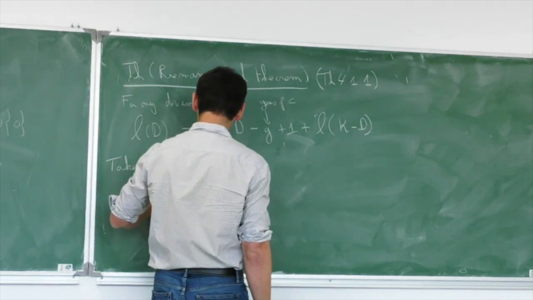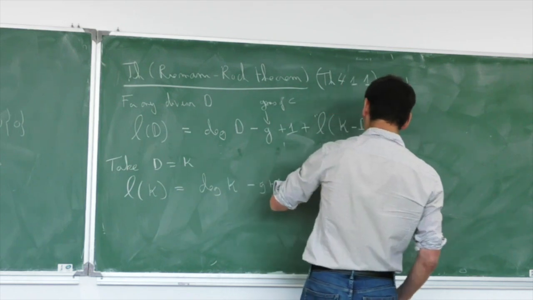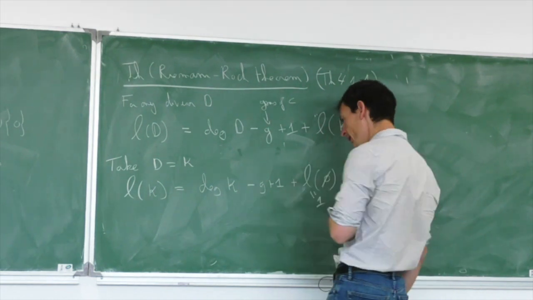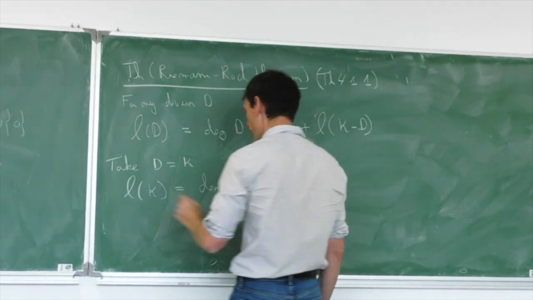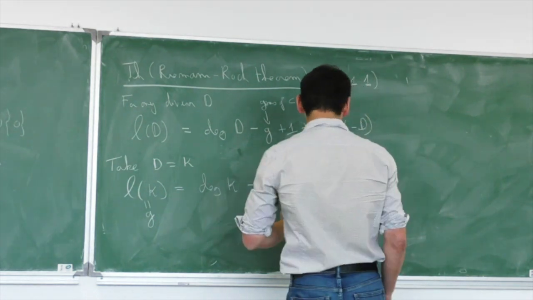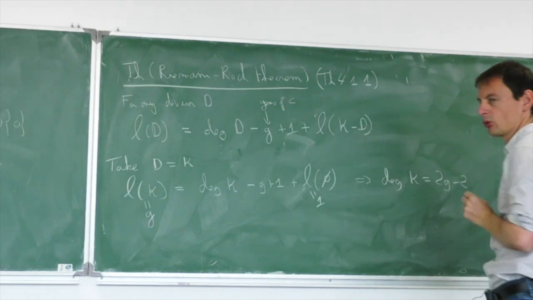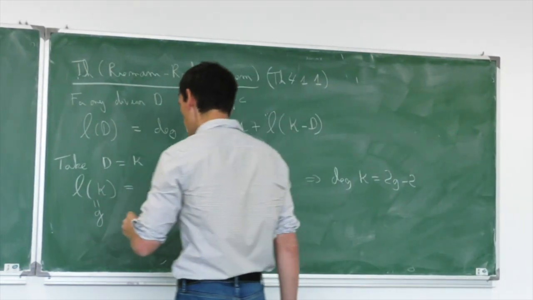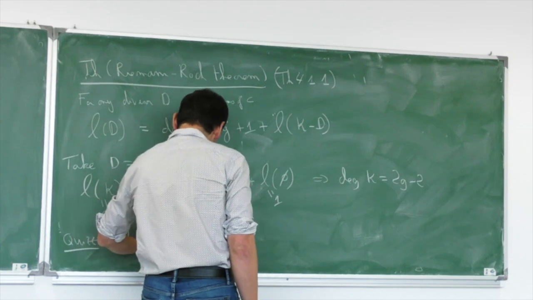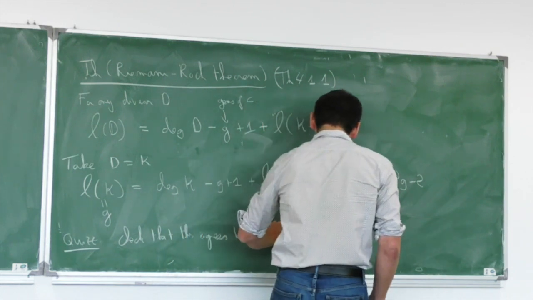You find that L of kappa should be the degree of kappa minus G plus 1 plus L of nothing. And we have seen that L of nothing is 1. And we have said that L of kappa is by definition G. So if I put everything together, this gives me that the degree of kappa should be 2G minus 2. And remember, we had done some computations, so the next quiz is easy. Just check that this agrees with what we did for genus 0 and 1.